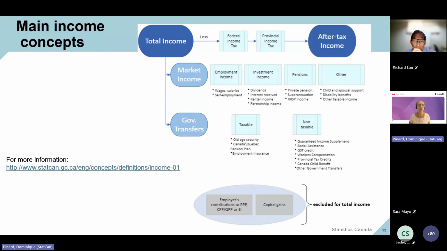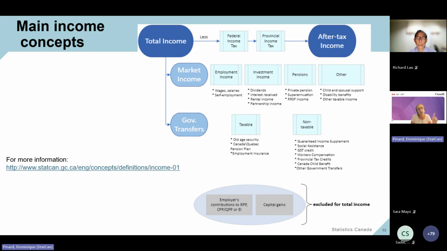And most of them are available on the web as individual components. Some of them are going to be combined for confidentiality reasons or conceptual reasons. To get the after-tax income available on the TIF, you would take total income minus the federal income taxes and the provincial income taxes. That would compose your after-tax income. Now, if you want more information about the actual sources of income, you could break it down between market income and government transfers, and then go down all that with the turquoise boxes and even the bullet points.